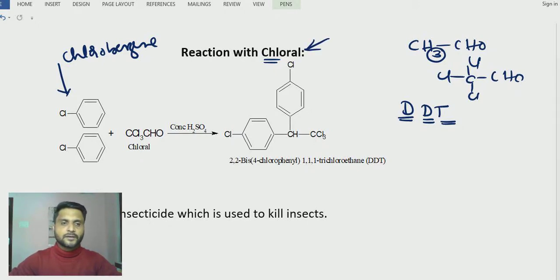So two moles of chlorobenzene react with chloral in the presence of concentrated sulfuric acid, which acts as the dehydrating agent, to give finally DDT, dichloro diphenyl trichloroethane. Now this acts as the insecticide, which is used to kill insects, right?